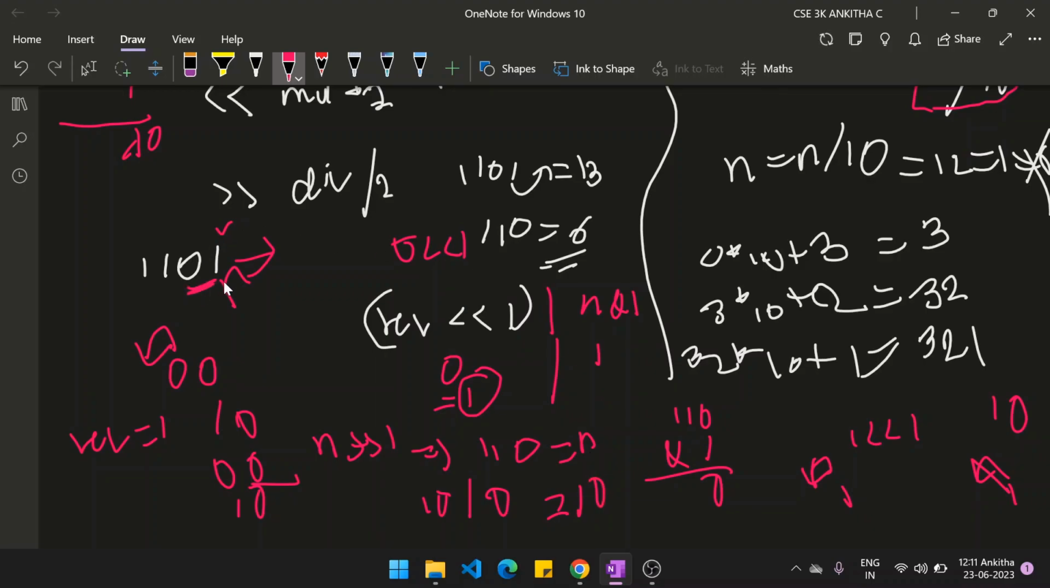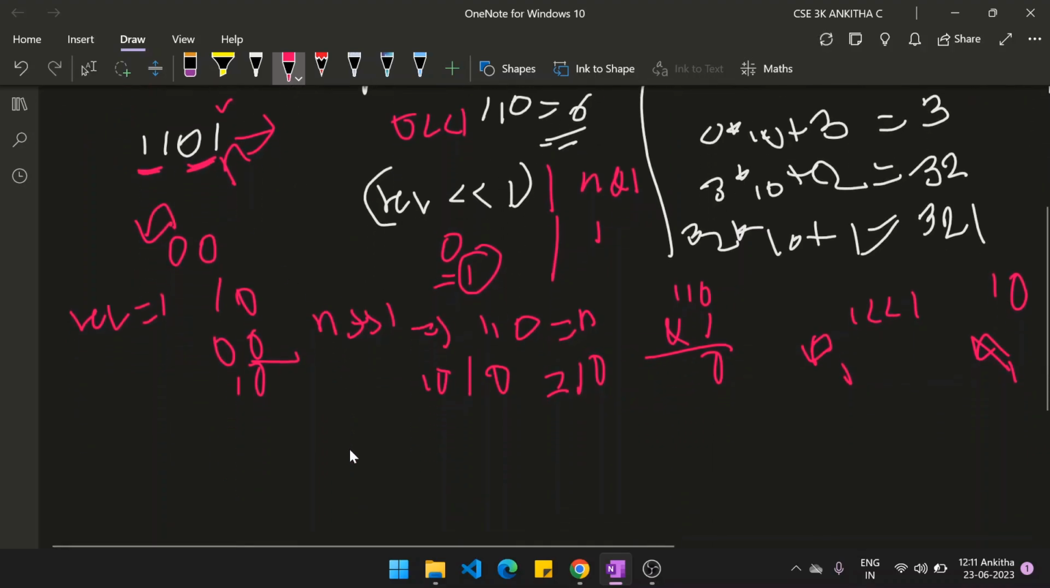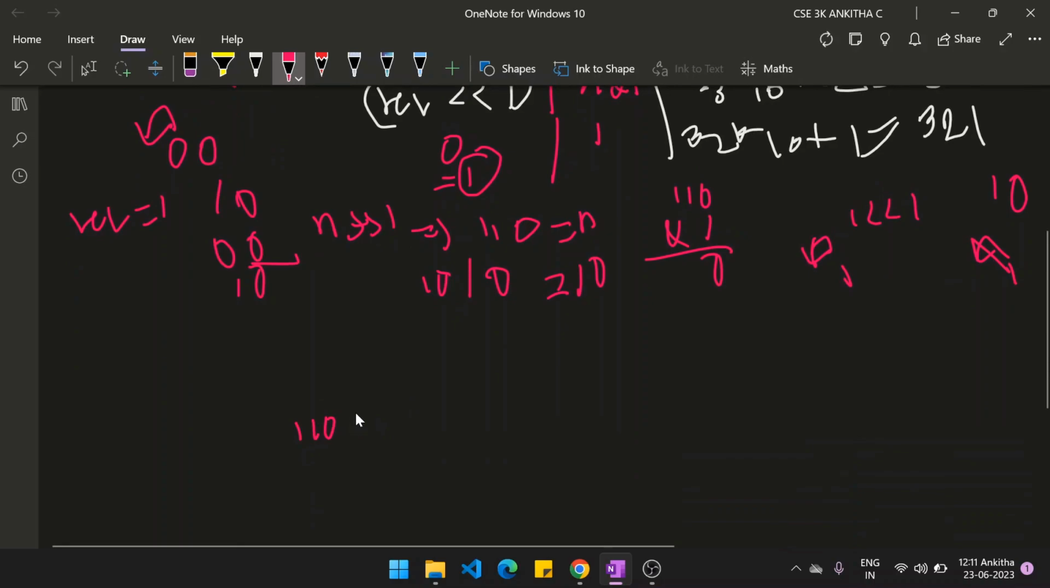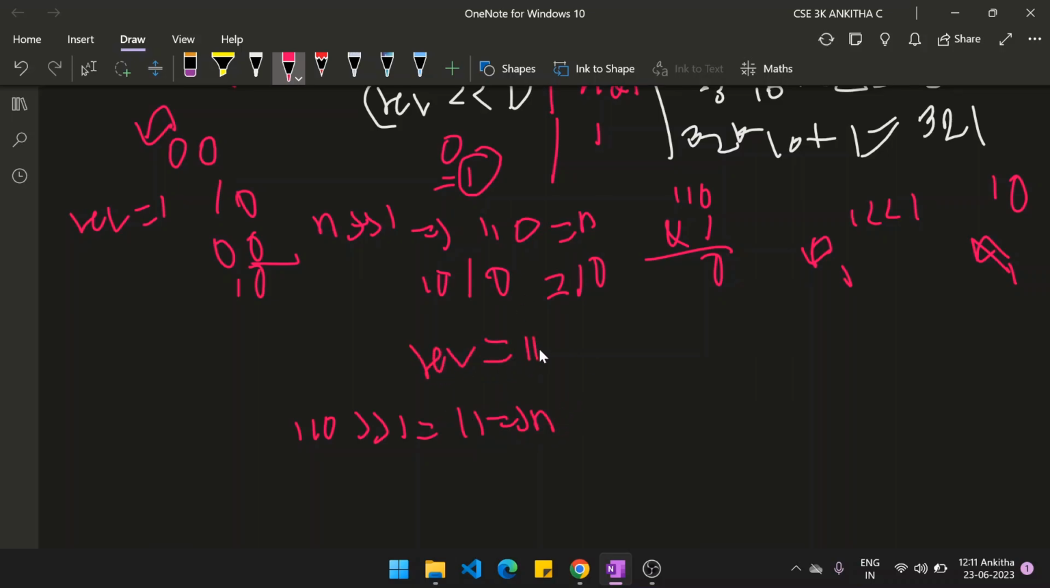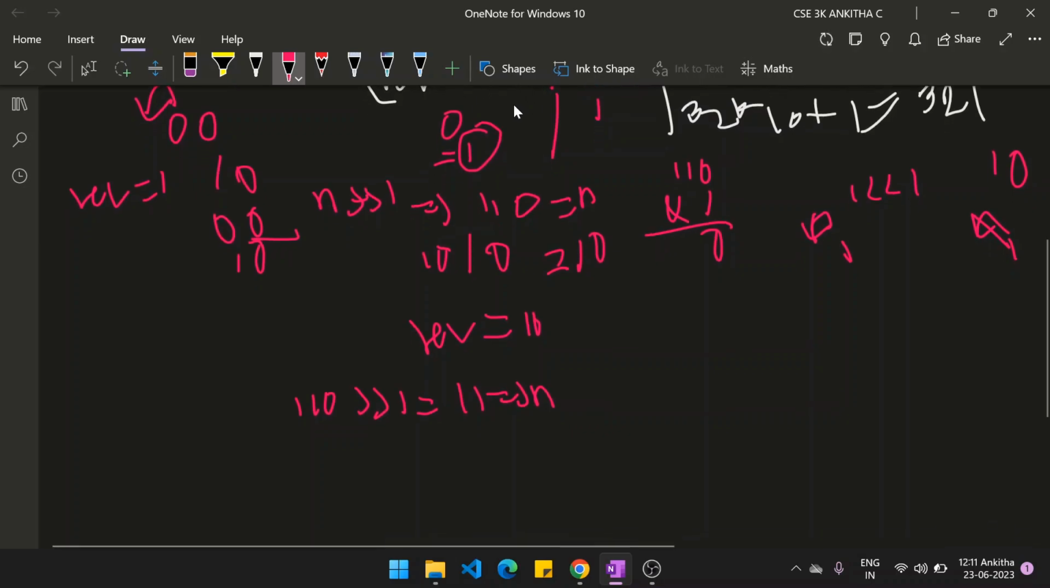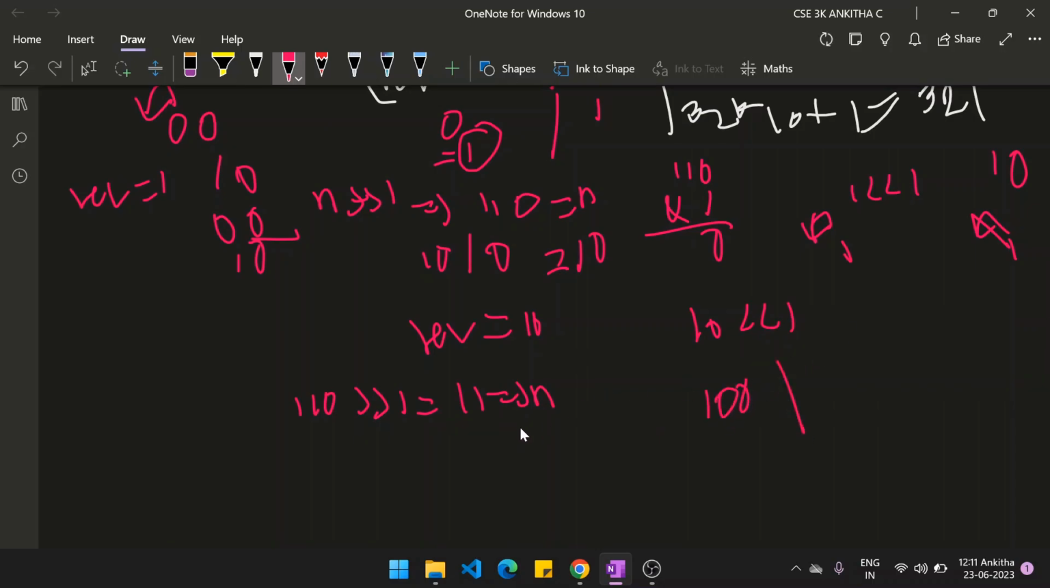So we have got these two now. Now next remaining these two. Again you do right shift. So 1 1 0 you do right shift by 1. That will give you 1 1. So this is n now and reverse is equal to 1 0. Again you do reverse left shift by 1. So 1 0 left shift by 1 will give you 1 0 0.